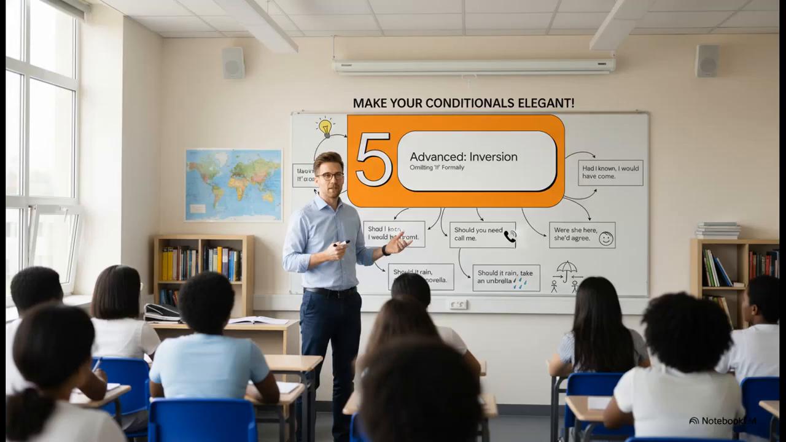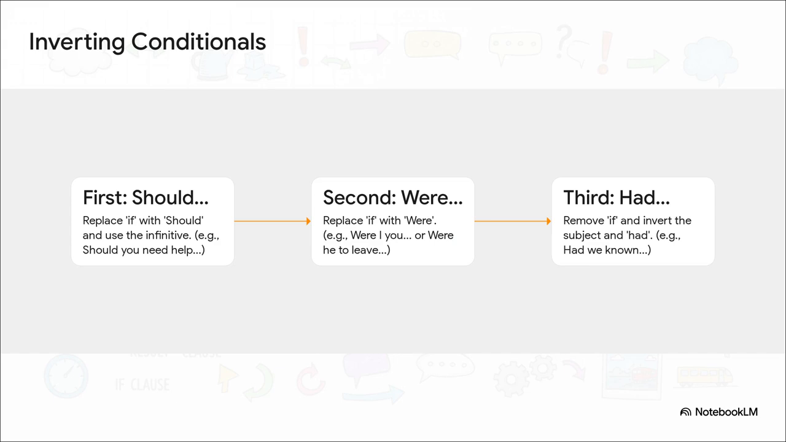Now for our final advanced technique, and this one is all about style. In formal and literary English, there's a really cool way to make your conditional sentences sound more elegant, more sophisticated, and it's by getting rid of the word if completely. The process is called inversion, and it's really just a simple rearrangement. As you can see, for the first conditional, you swap if for should. For the second, you start with were, and for the third conditional, you kick it off with had. In every single case, the if disappears and the subject and the helper verb switch places. And that's what creates that distinctly formal tone.